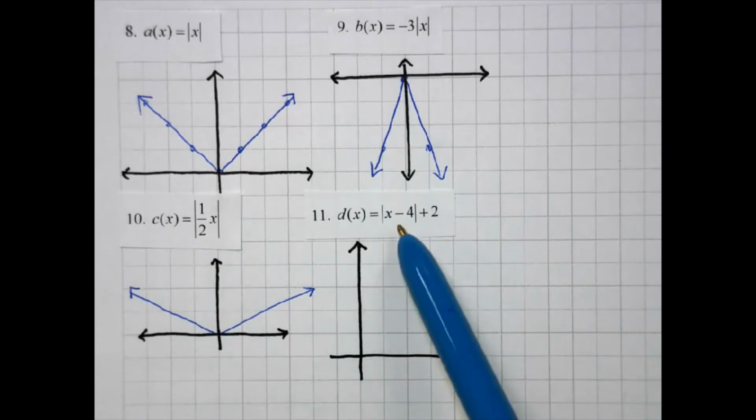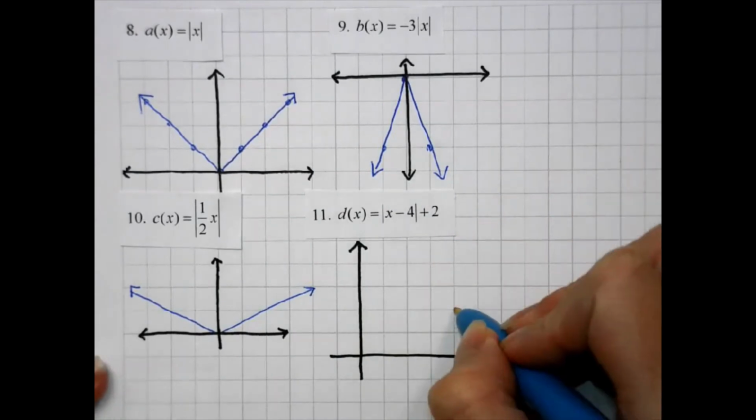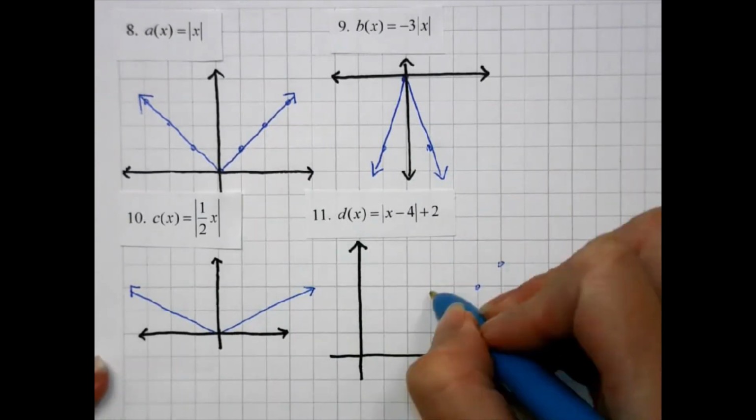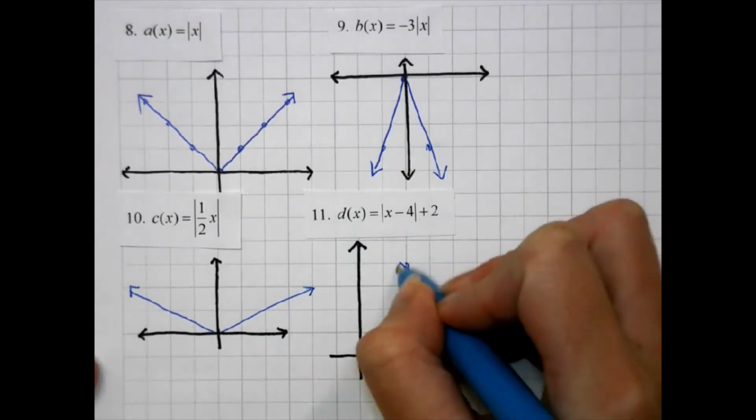Okay, this one is going to be our absolute value moved to the right 4 and up 2. So the right 4, up 2, but no stretching this time, just our regular V.